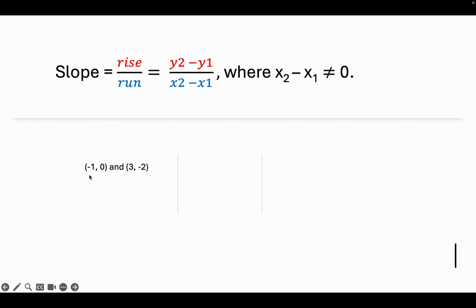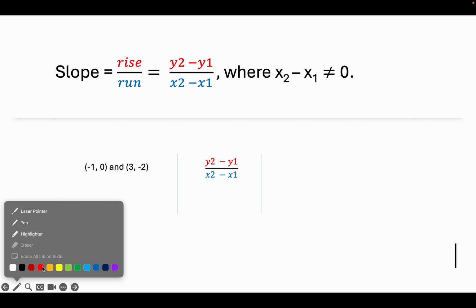So there's my points. -1 and 0 and 3 and 2. Notice there is no graph here. All I have are 2 points, and I'm going to tell you what the slope is without having to do the rise and run. There's the formula. Now let's go ahead and plop in the numbers.